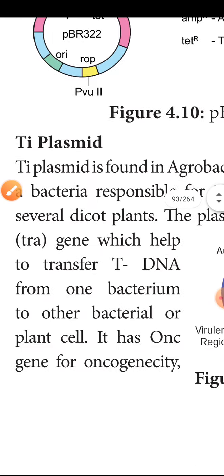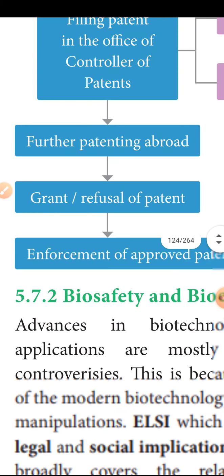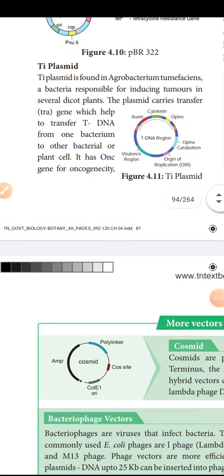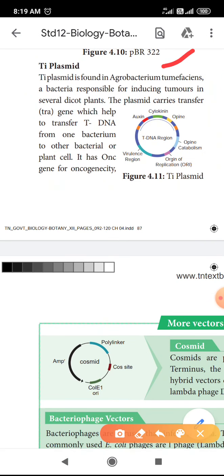Next we see the Ti plasmid. It is found in Agrobacterium tumefaciens, a bacterium. It is responsible for inducing tumors in dicot plants. The Ti plasmid is present in the bacterium called Agrobacterium tumefaciens. It is responsible for inducing tumors in several dicot plants.